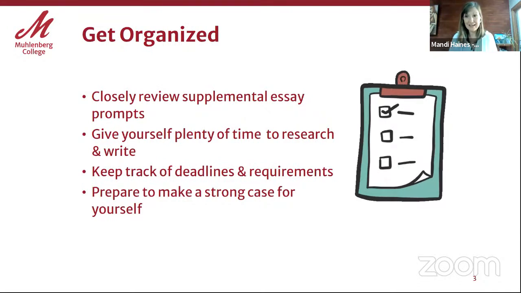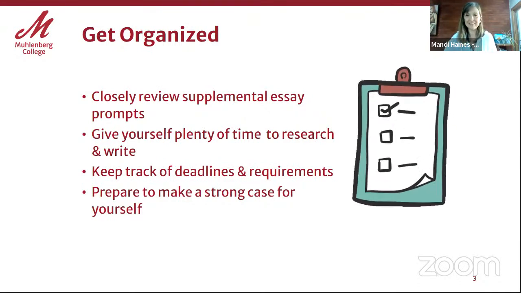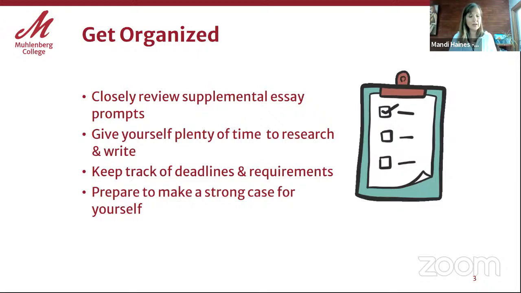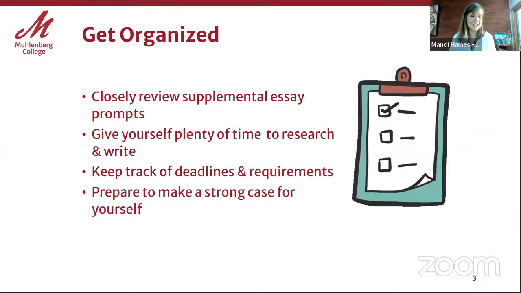And hopefully my colleagues in other sessions have given you the same advice. Get organized. Not every college and university has a supplemental essay, okay? And even schools who do have supplements, you're going to find that those vary greatly. So getting organized is going to help you be well prepared to tackle this big project that you're going to have in front of you.